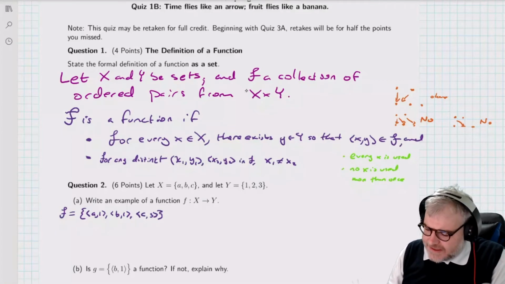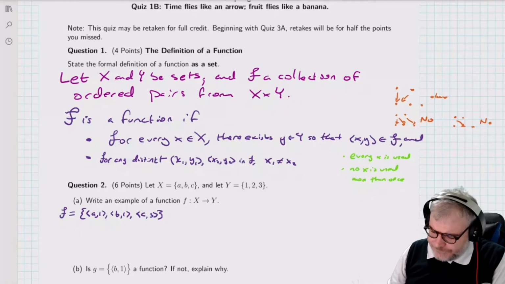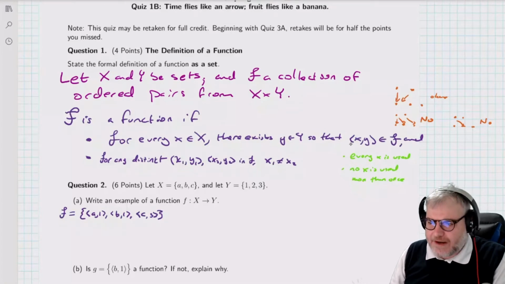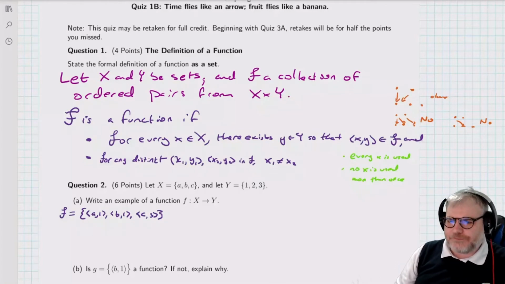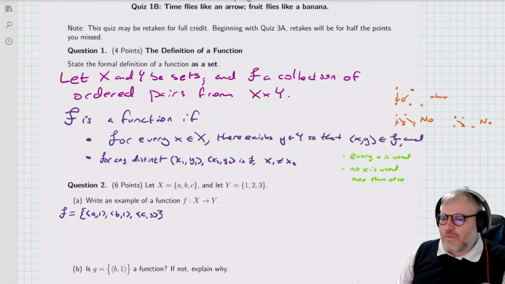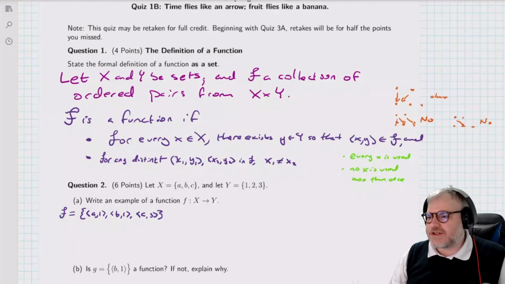Okay, the definition of a function. Let x and y be sets. Let f be a collection of ordered pairs from x cross y. F is a function if, for every x in x, there is a y in y, so that the ordered pair (x, y) is in f, and for any distinct (x1, y1), (x2, y2) in f, x1 does not equal x2. Okay? 1 to 5, how do we feel about that definition?